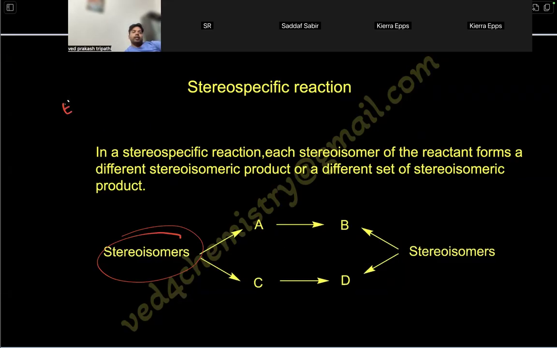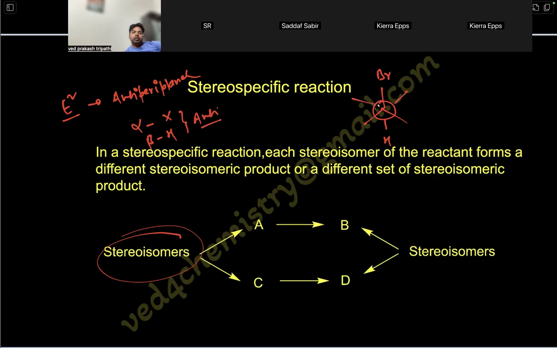Like you know that in E2 elimination, it is anti-periplanar. Anti-periplanar means alpha halogen and beta hydrogen must be anti to each other. Clear? Suppose we have this bromine and here we have this hydrogen. So you know that this is anti to each other. Br and hydrogen is anti. So we can eliminate, and that is called stereospecific.